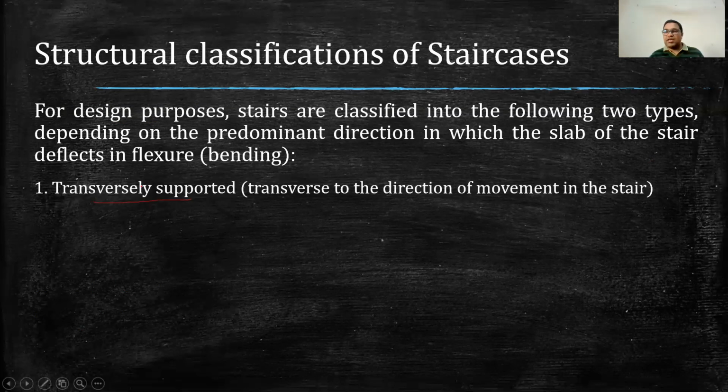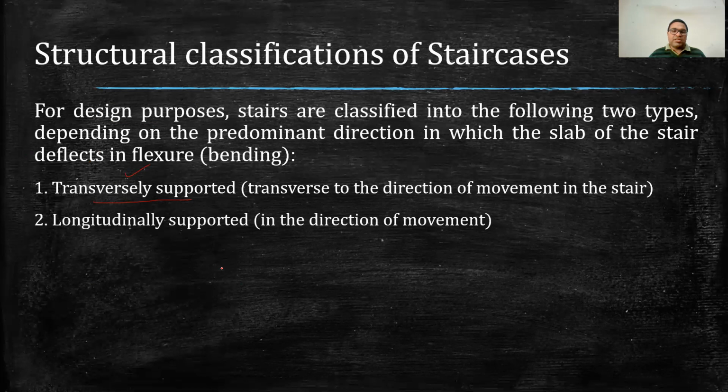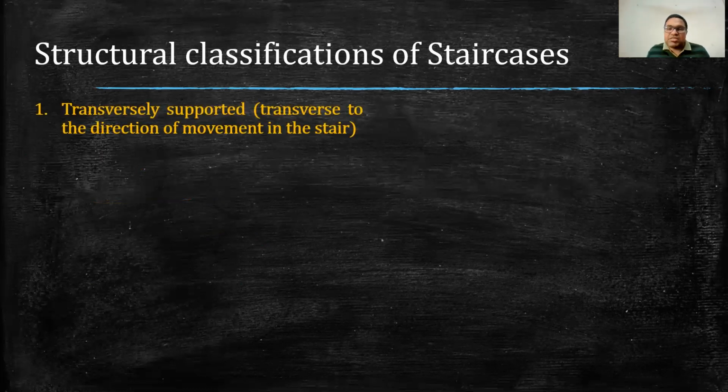Generally, we have categorized these staircases based on the bending behavior, whether they are bending along the flight or along the steps. Based on this criterion, we can classify the staircases into two categories. One is the transversely supported staircase, and the second is the longitudinally supported staircase. Now we will discuss both of them one by one. First, talking about the transversely supported staircase.